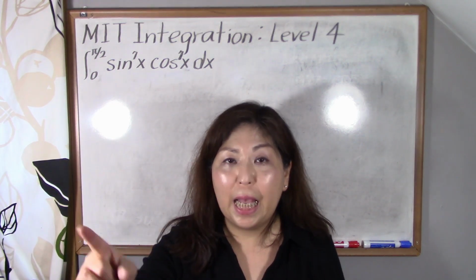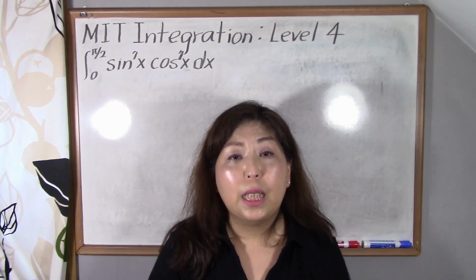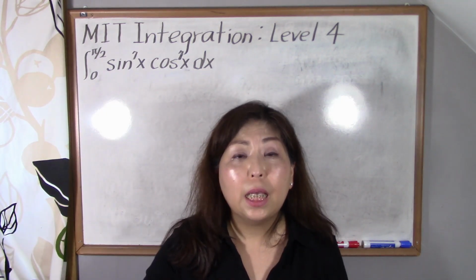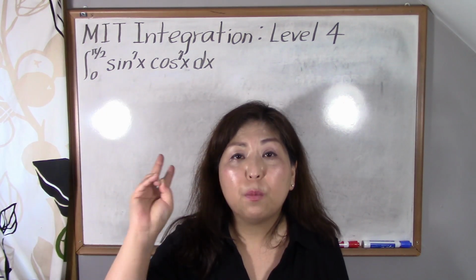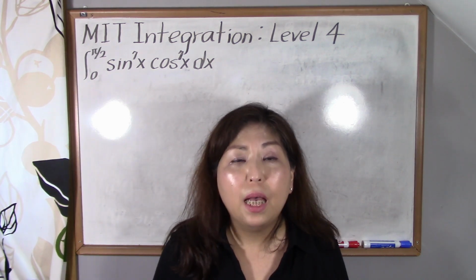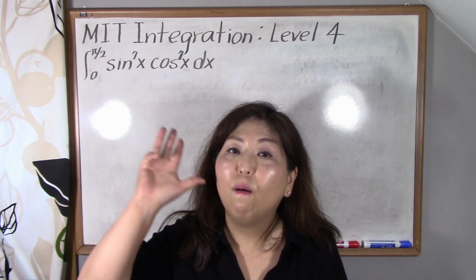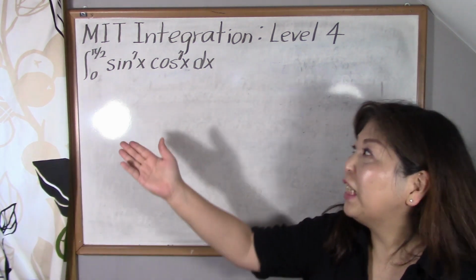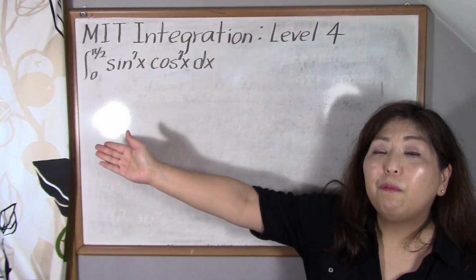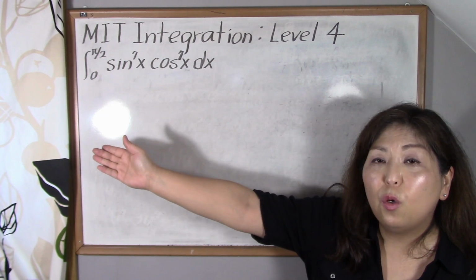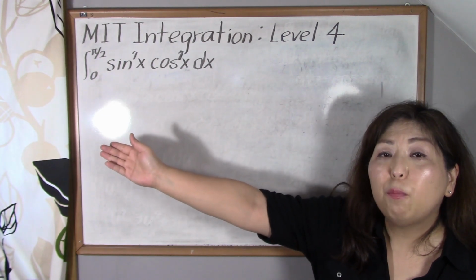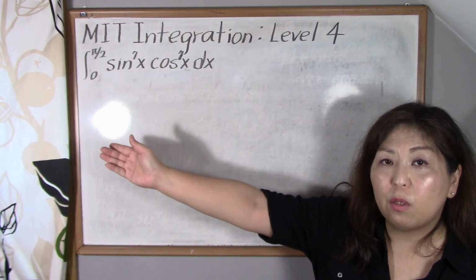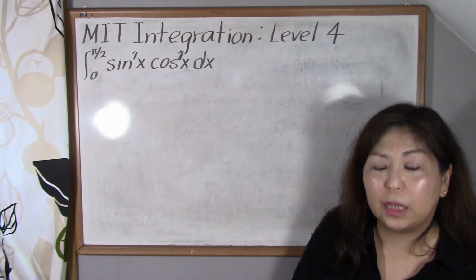So, today I prepared the year 2020 MIT Integration B test, problem level 4. Here's the problem: the integral from 0 to pi over 2 of sine to the 7th power of x times cosine to the 7th power of x dx.